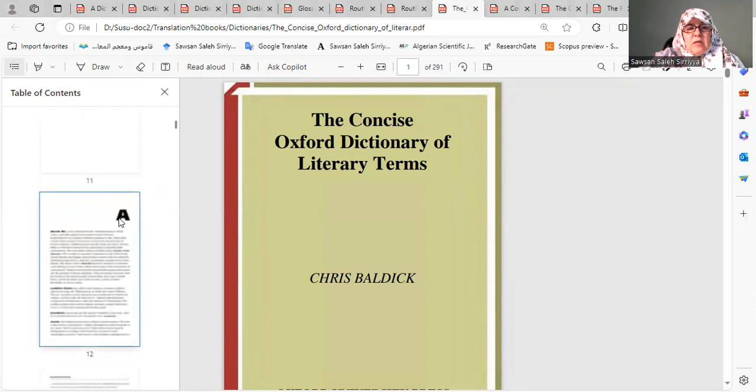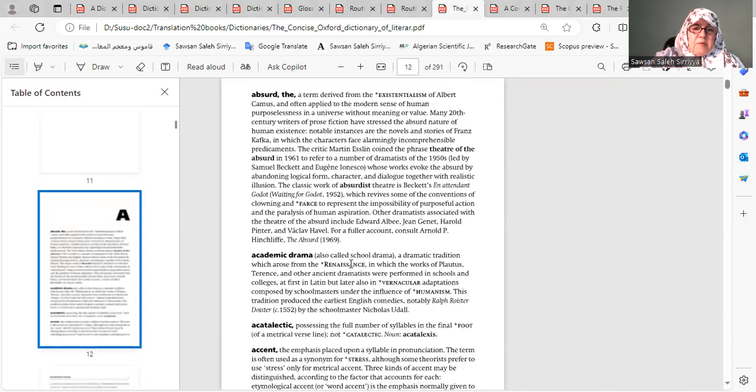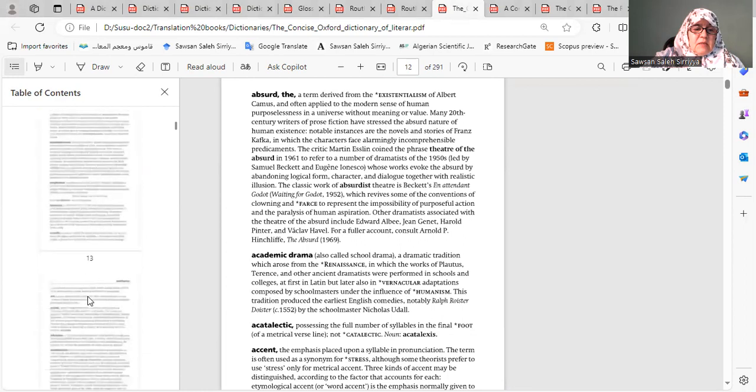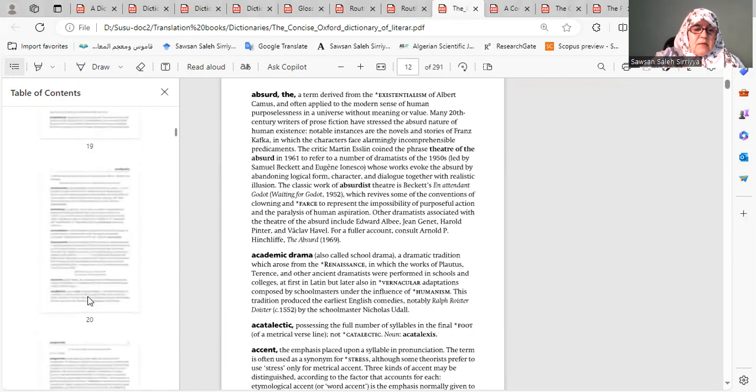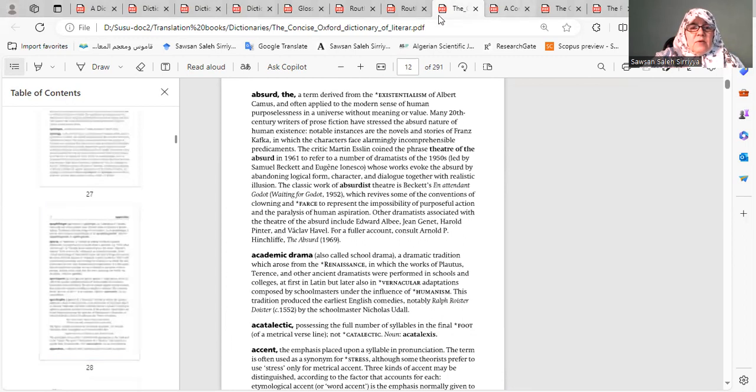You see, this is letter A. So if I go to letter A, like absurd, for example, this is the term about the movement of the absurd, academic drama, etc. Look here, there are other things which are divided alphabetically, and then you can look for these here.